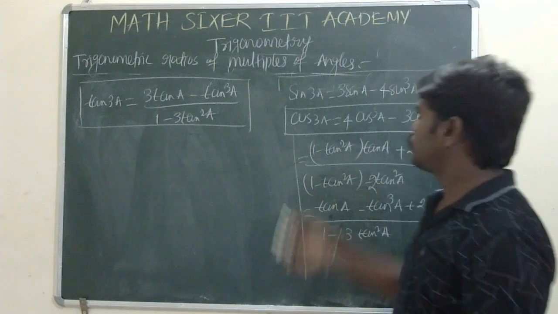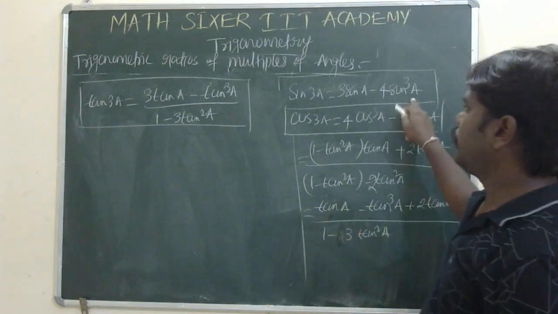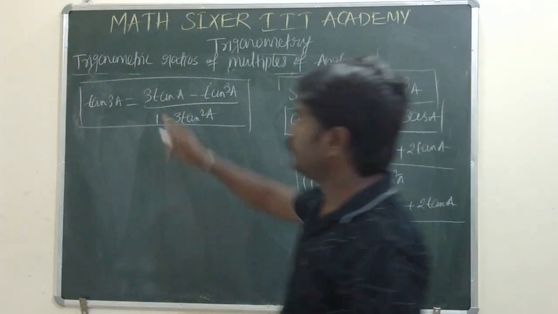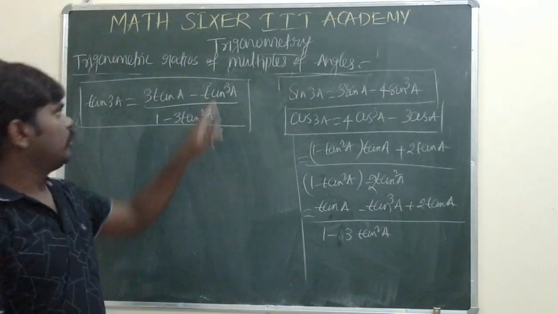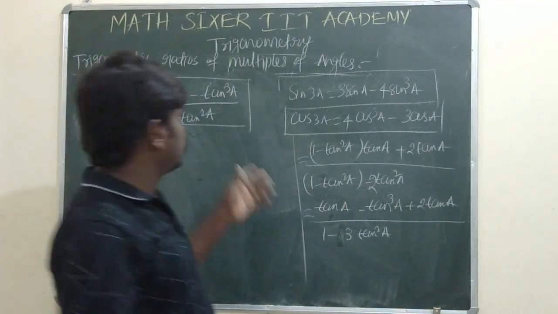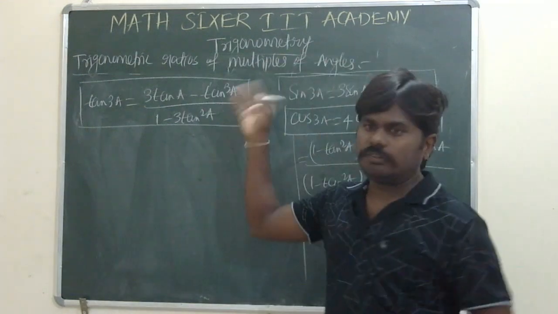Okay, so sin 3a is equal to 3 sin a minus 4 sin cube a, and cos 3a is equal to 4 cos cube a minus 3 cos a, and tan 3a is equal to 3 tan a minus tan cube a divided by 1 minus 3 tan square a. Okay, so these are very important formulas. So that's all about the video on trigonometric ratios of multiples of angles.